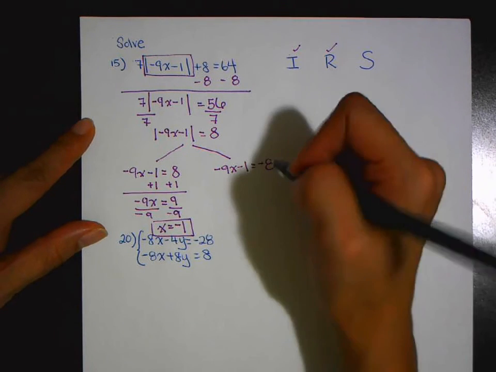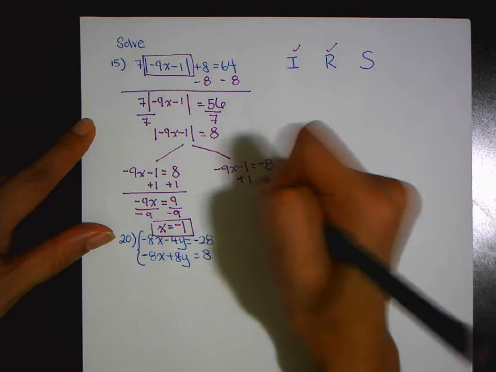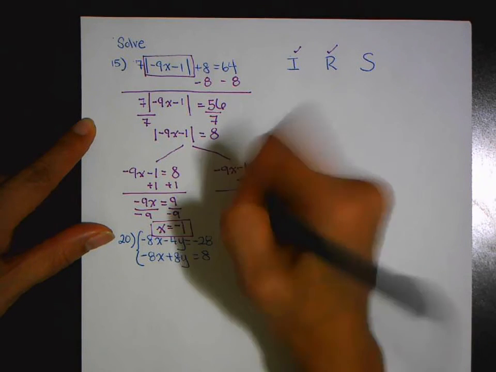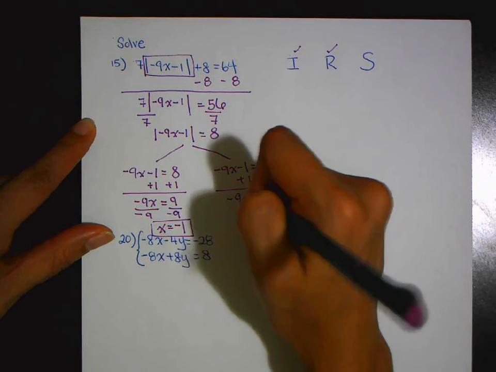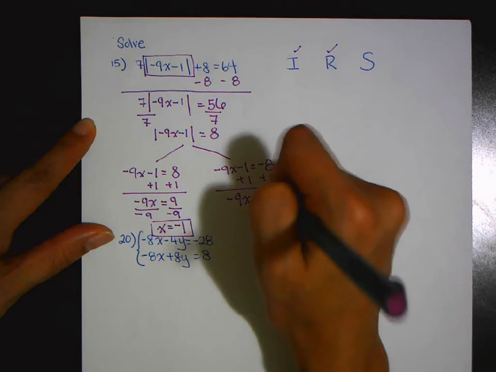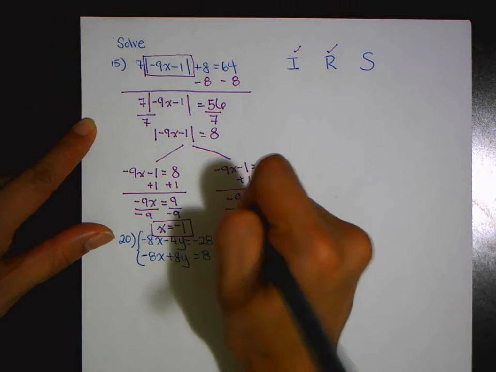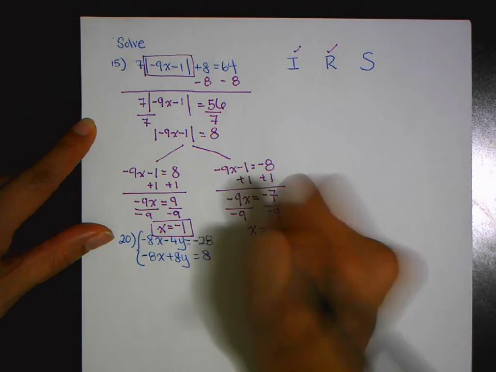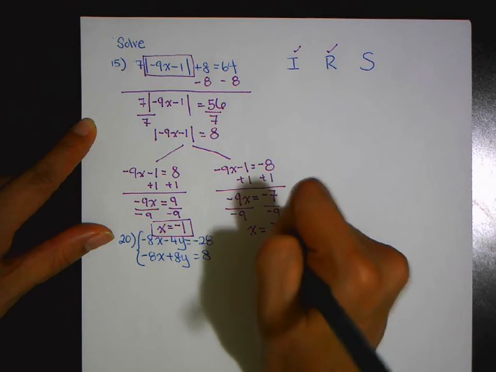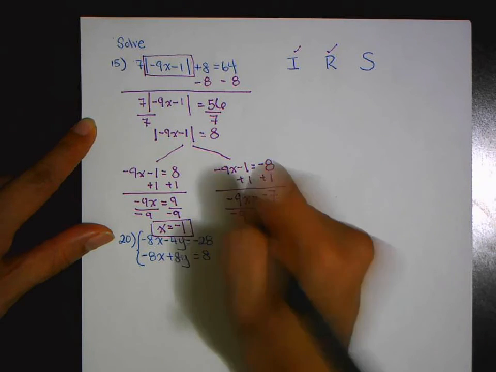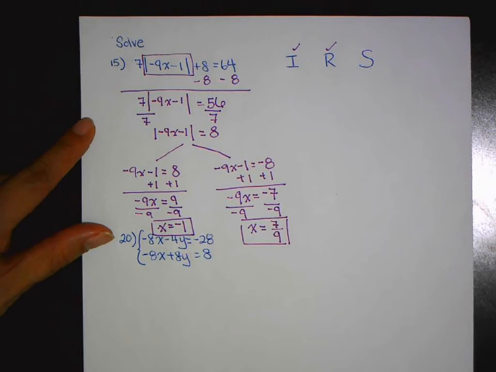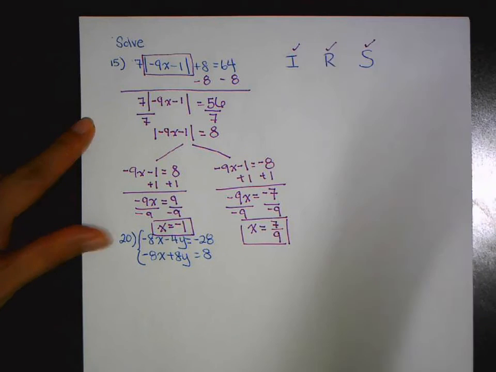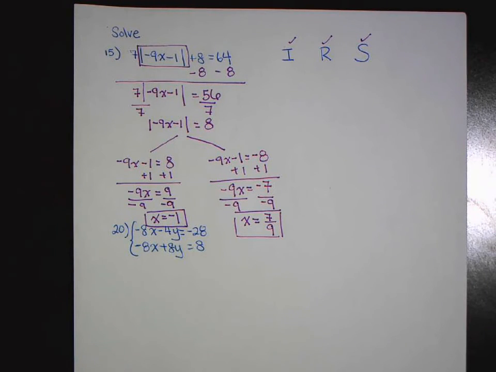Keep going on the other answer. Add 1 on both sides. Gives me negative 9x equals negative 7. Divide by negative 9 on both sides. That gives me x equals positive 7 over 9. And that would be my other solution. So I just solved it. Okay, so that is solving absolute value equations.